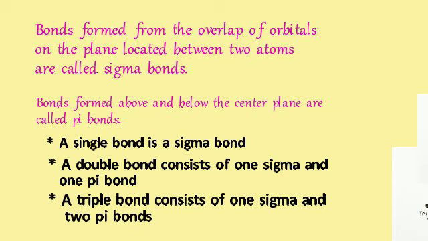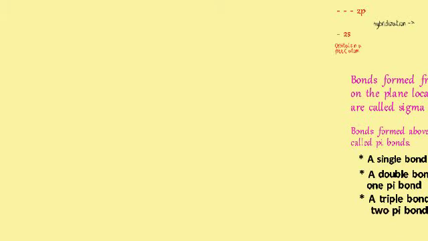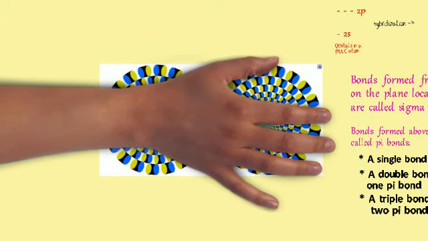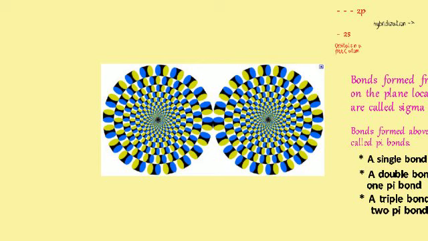And to finish this off, let's look at a cool geometrical shape here. This is geometry. If you stare at one, it looks like the other's rotating, and vice versa. If you stare at the other, then the other one rotates. Cool!